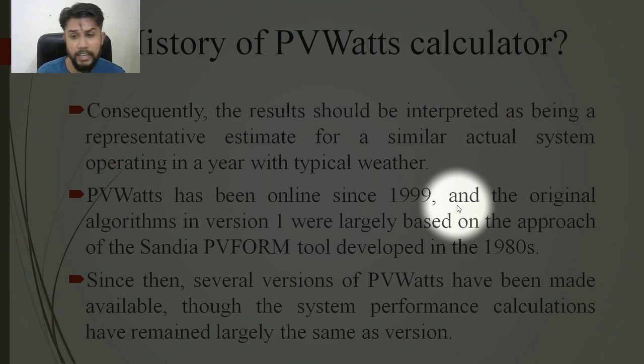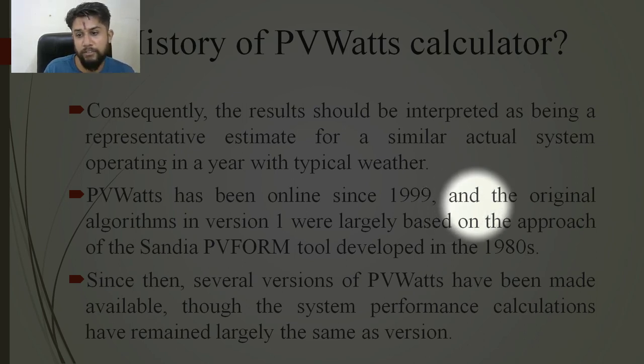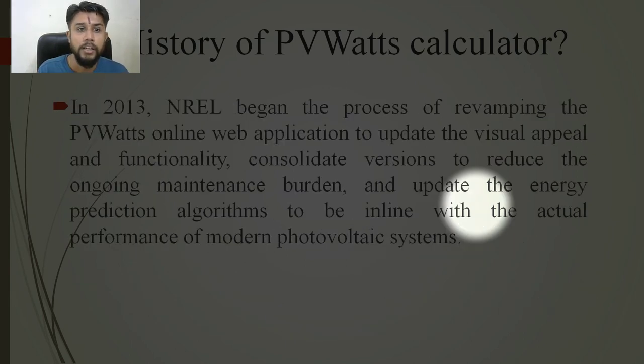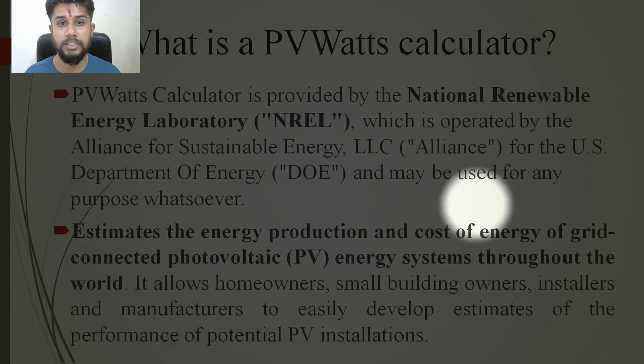PVWatts has been online since 1999, and the original algorithms in version 1 were largely based on the approach of the Sandia PV form tool developed in the 1980s. Several versions of PVWatts have been made available, though the system performance calculations have remained largely the same in all the versions. In 2013, NREL began the process of revamping the PVWatts online web application to update the visual appeal and functionality, consolidate versions to reduce the ongoing maintenance burden, and update the energy prediction algorithms to be in line with the actual performance of modern PV systems.